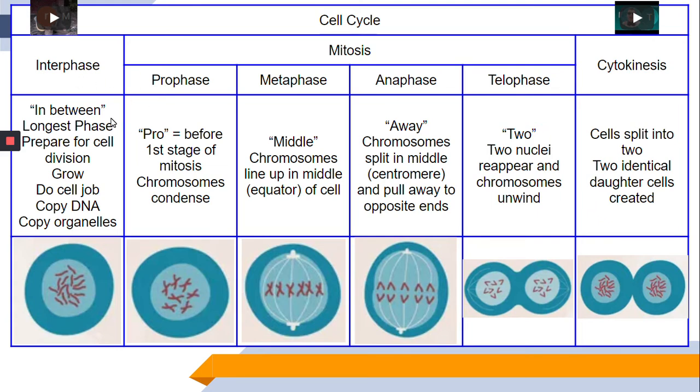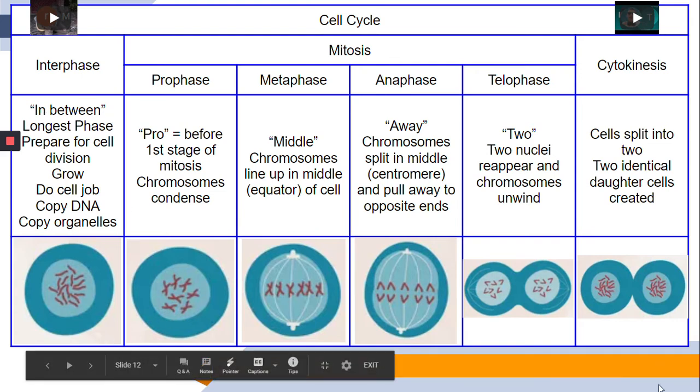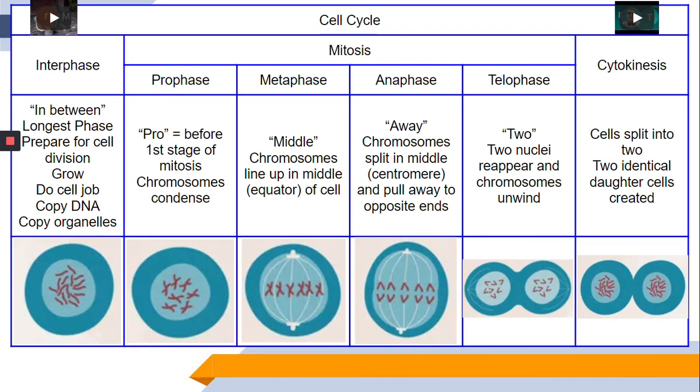So what happens in interphase? Little trick to remember, interphase in between. It's the longest phase of the cell cycle. It prepares the cell for division. And it's where the cell grows. It does its cell job. You know, if it's a bone cell, it does its job. If it's a blood cell, if it's a skin cell, it doesn't matter. It just does its cell job. It copies the DNA and it copies the organelles.